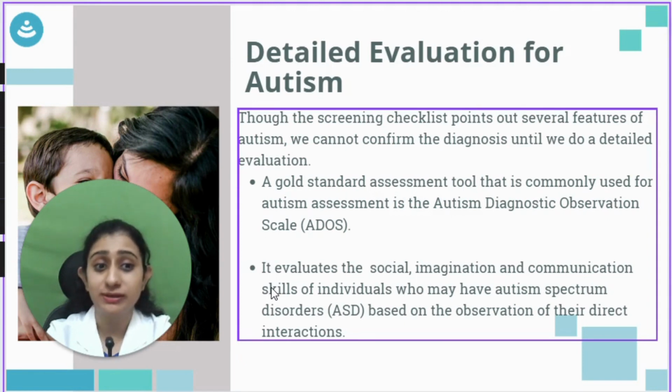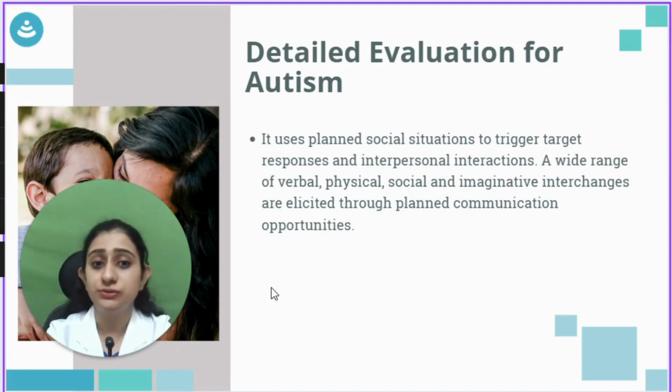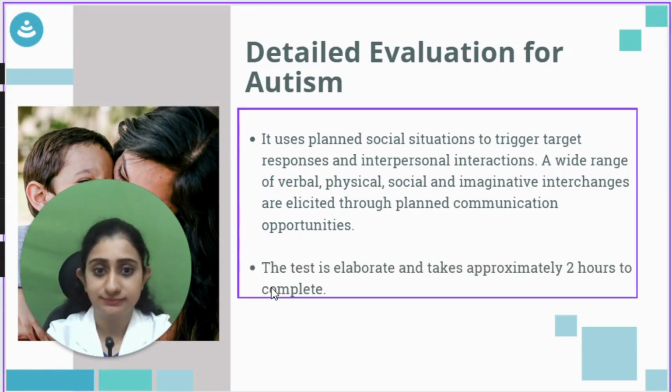It evaluates the social imagination and communication skills of individuals who may have autism spectrum disorders based on the observation of their direct interactions. It uses planned social situations to trigger the target responses and interpersonal interactions. A wide range of verbal, physical, social, and imaginative interchanges are elicited through planned communication opportunities. The test is elaborate and takes approximately 2 hours to complete.